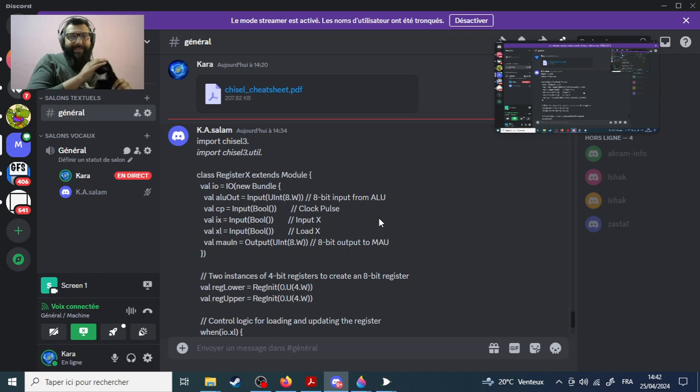You will need at some point to create the overall processor, the overall architecture. To do that, it's not easy. I told you the last time about the use of OOP, object oriented programming.